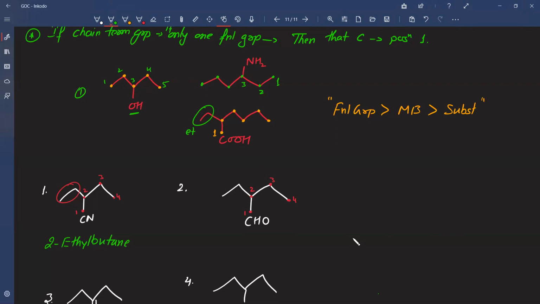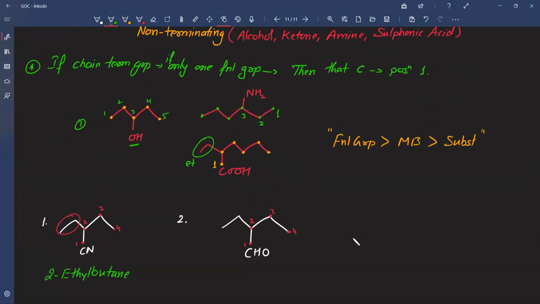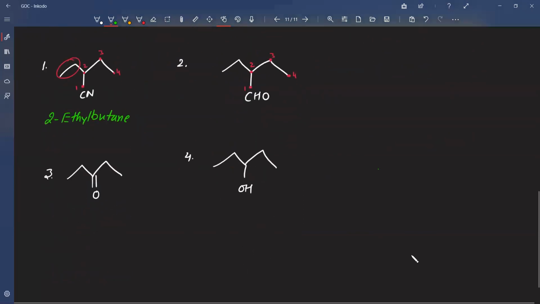But then in the previous case, for the 1, 2, 3, you said hexanoic acid, right? Not heptanoic acid. Yes, it is hexanoic acid. 1, 2, 3, 4, 5, 6. 1, 2, 3, 4. Oh, yeah. Okay. Right. Sorry. See, logic is simple. It is a chain terminating group. That means the chain ends at that carbon. Or simply, that carbon is part of the chain. Clear? So that's why you will be including that.